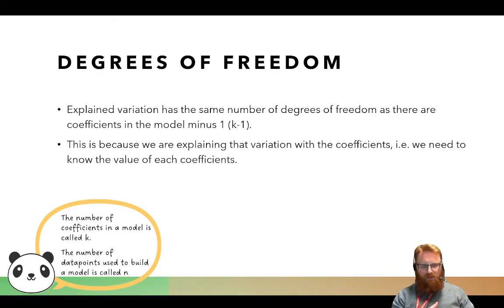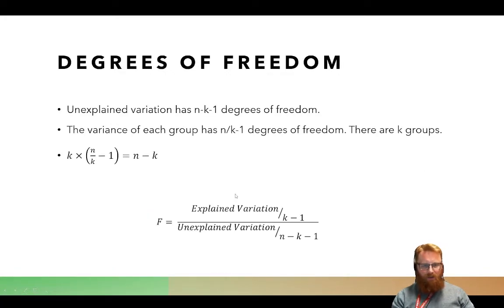So it sort of makes sense that the explained variance would have a degrees of freedom of about the number of coefficients there are in the model. And of course, it's k minus 1. It's the number of coefficients minus 1, because once you've explained the variation with the first two, you don't need to know the last one. The unexplained variance has n minus k minus 1 degrees of freedom: the total number of samples in the model minus the number of coefficients minus 1.